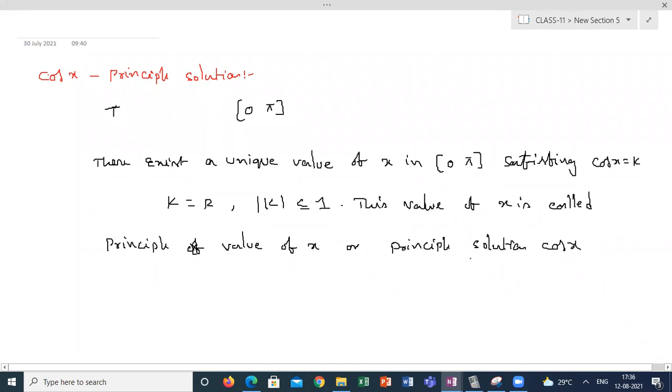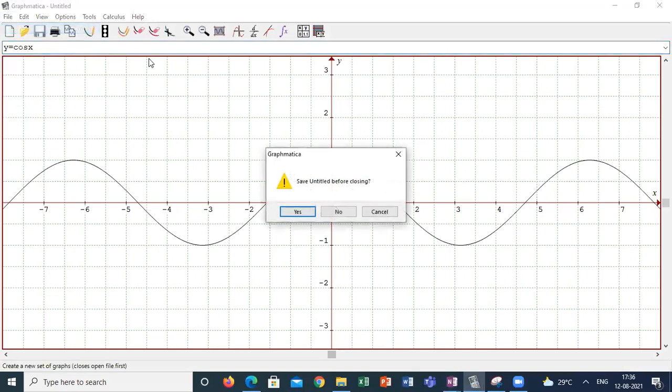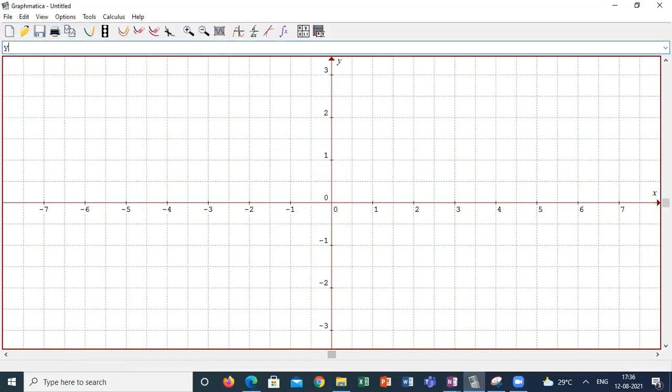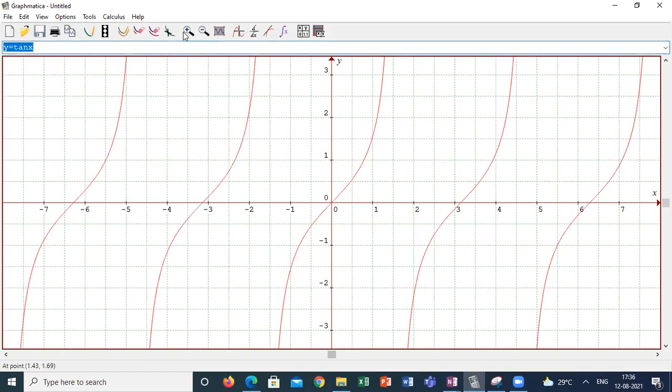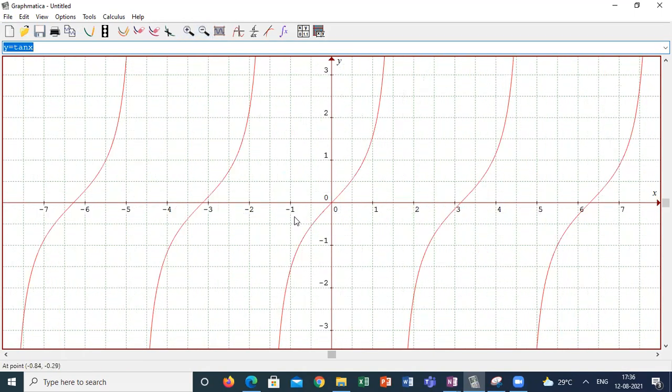Simple. The same way, we can define it for tan x and cot x also. For tan x, the principal solution is minus pi by 2 to pi by 2, because whatever graph you are getting between minus pi by 2 and plus pi by 2, the same graph you will get again. If you see the y is equal to tan x graph, even if I am zooming out, the graphs are similar. You will get minus pi by 2 to plus pi by 2.